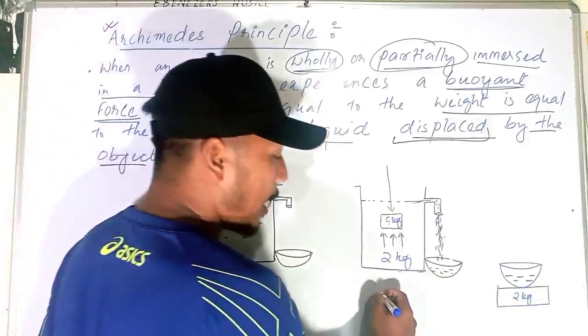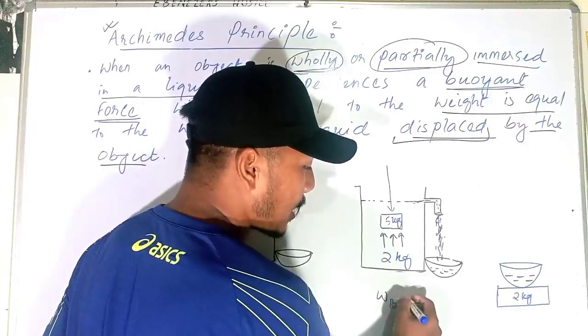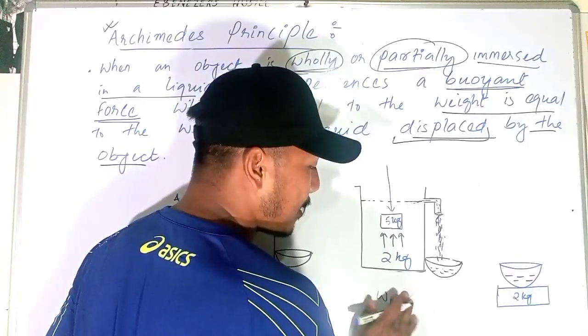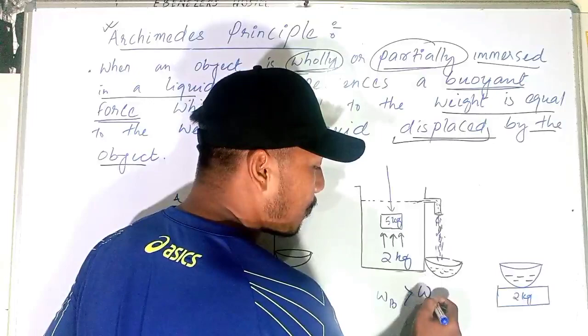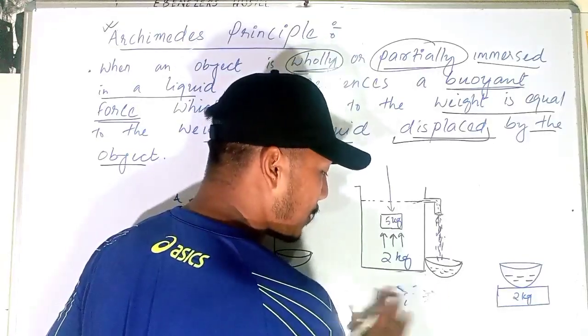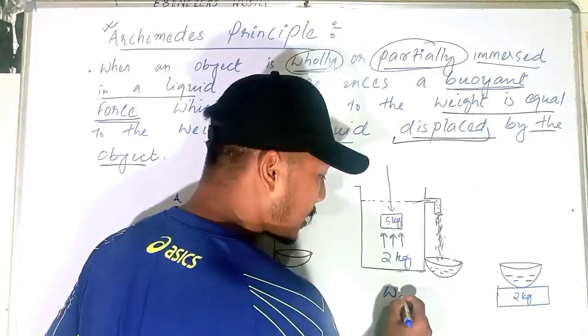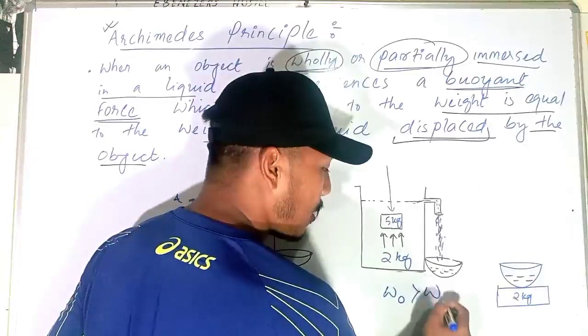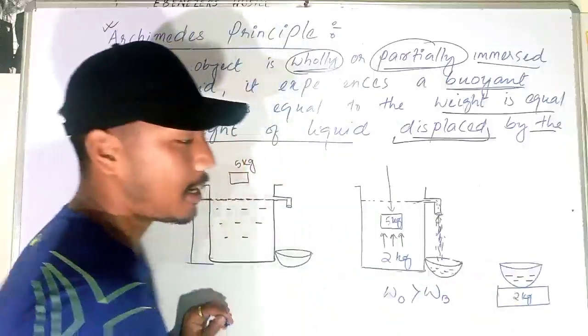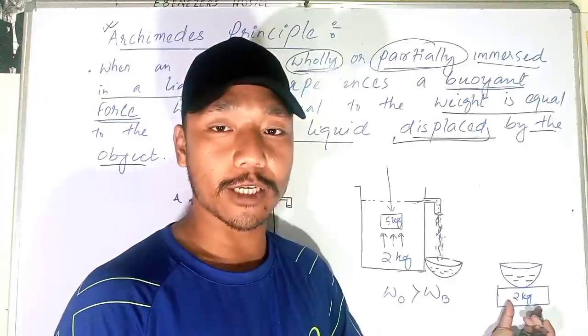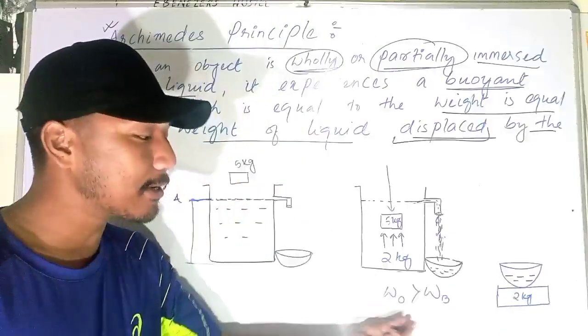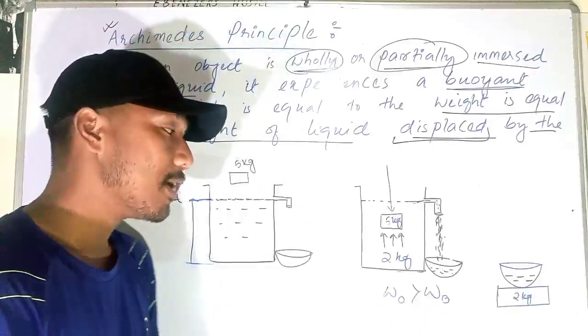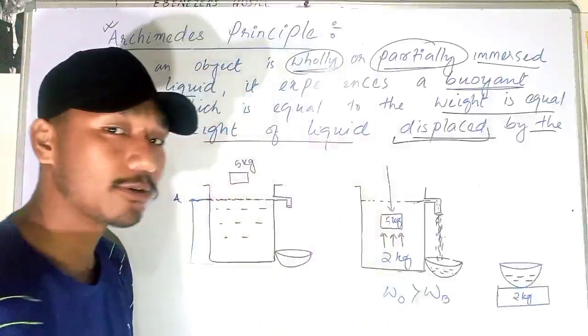That means what? The weight of the object is greater than the buoyant force, which is 2 kg. If the weight of the object is greater than the buoyant force, that means the object is going to submerge.